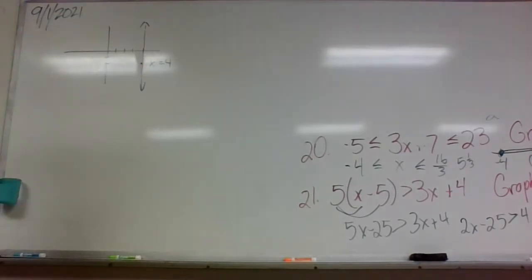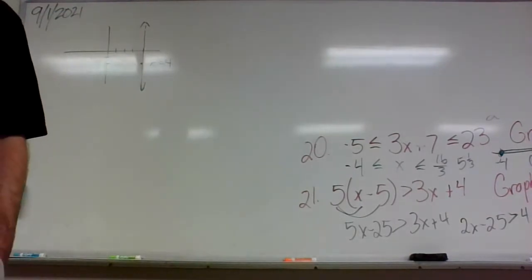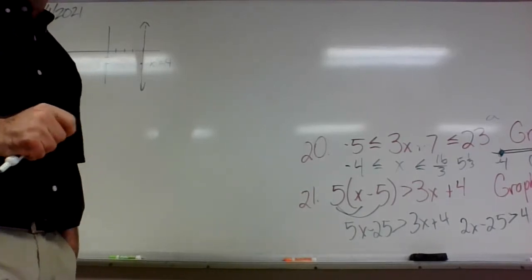Vertical lines are x equals, horizontal lines are y equals. You just have to kind of remember that. Wait, so you just put x equals 4? Yes. So horizontal is y equals? Horizontal is y equals. Yeah.